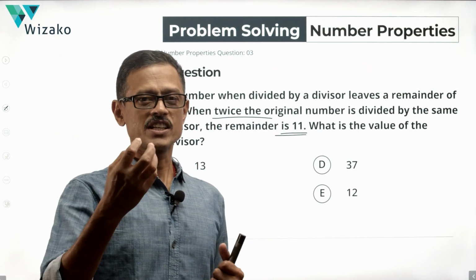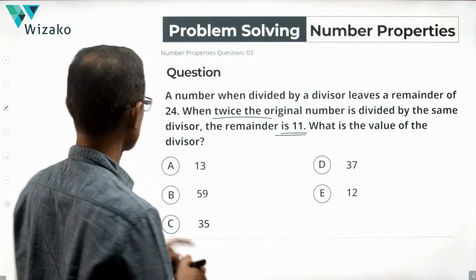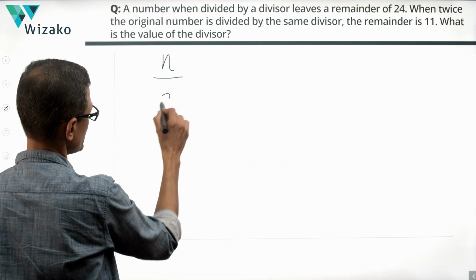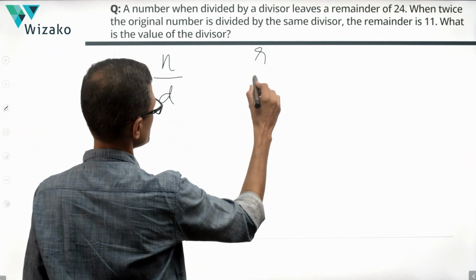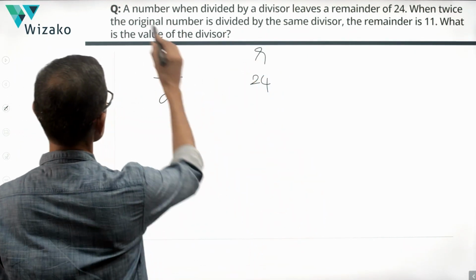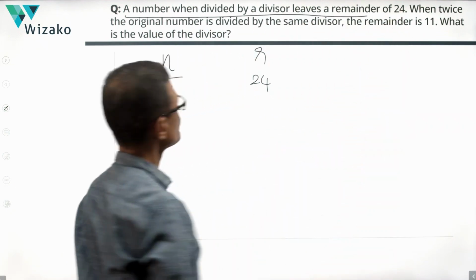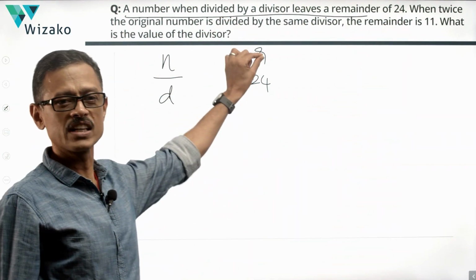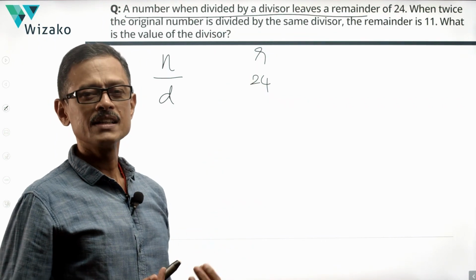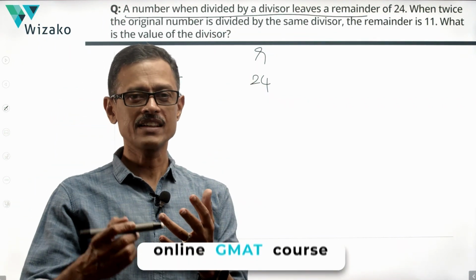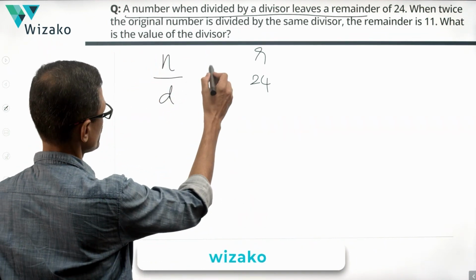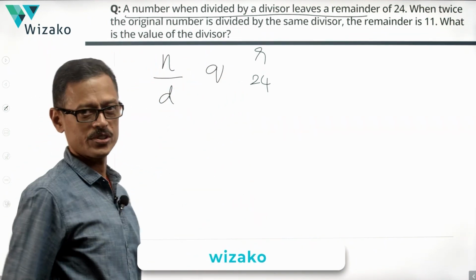Let's set this division in the form of a Euclid's division process. Let's say a number is n, it is divided by a divisor d and the remainder that we get is equal to 24. That's what the first sentence says. Any division will have a number, a divisor, a quotient and a remainder. The quotient is not mentioned, so I'm going to assign q to be the quotient.